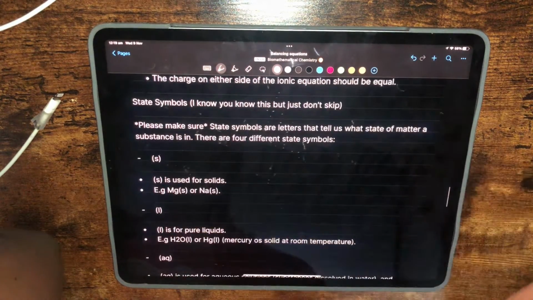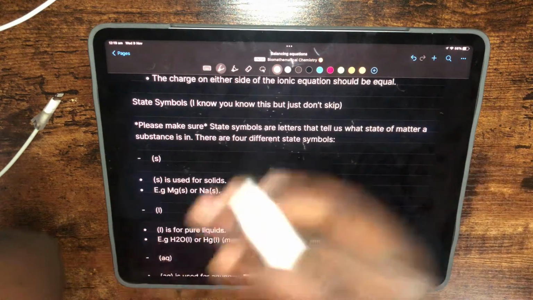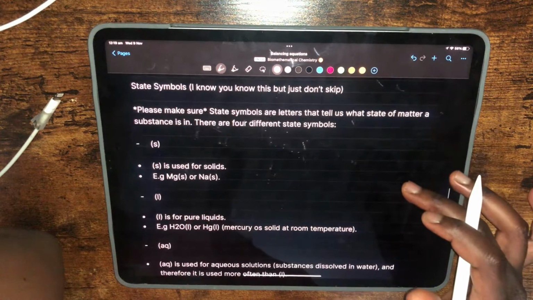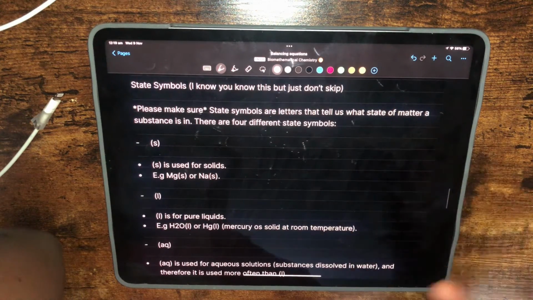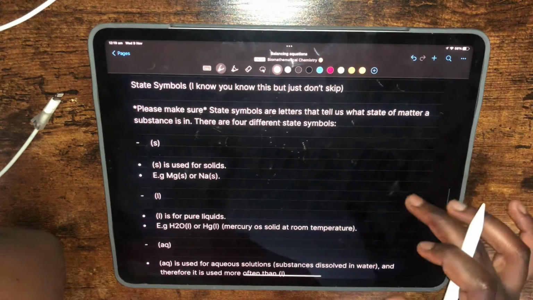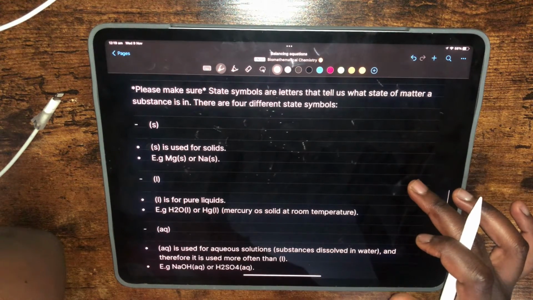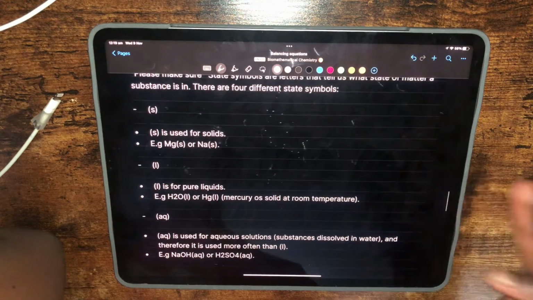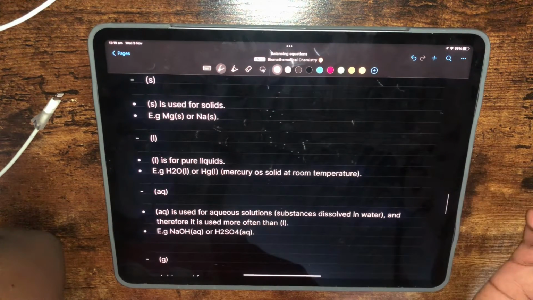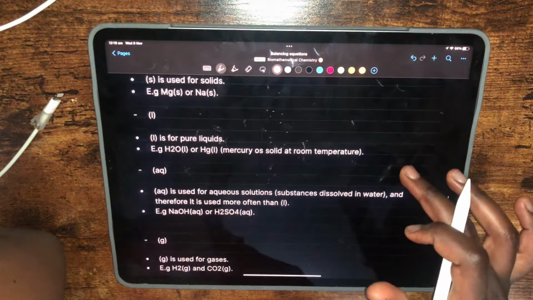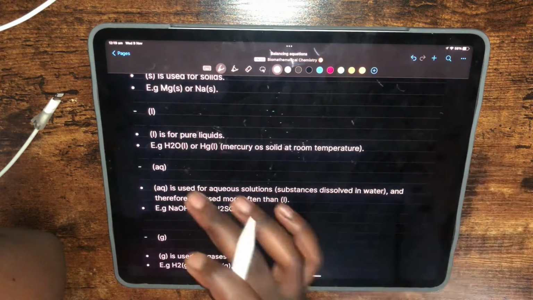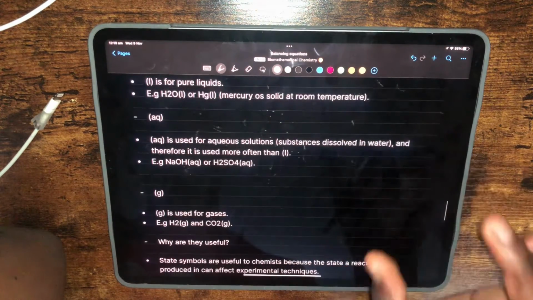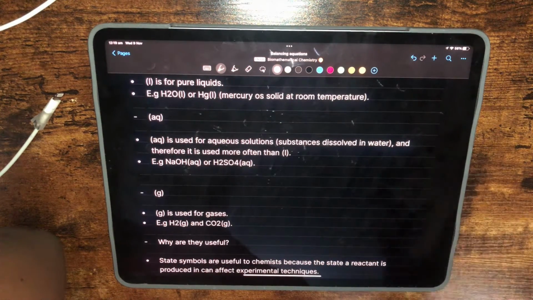State symbols, and I know you guys know what state symbols are, but I'm just going to quickly brush through them. There's a little part at the end that I want to talk about. Please make sure you get this right. State symbols are letters that tell us what state of matter a substance is. There are 4 different state symbols: solids, like magnesium and sodium. Liquid is for pure liquids, so water and mercury at room temperature are liquid. Aqueous is used for aqueous solutions, substances that have been dissolved in water.